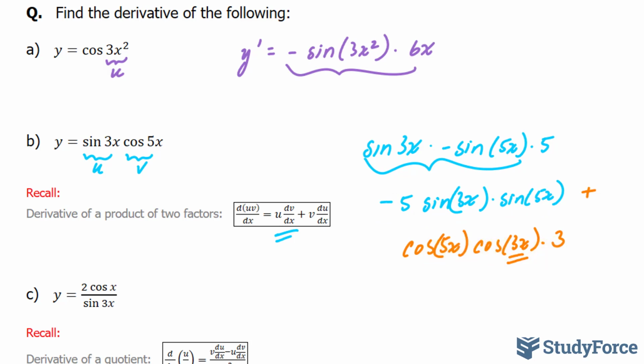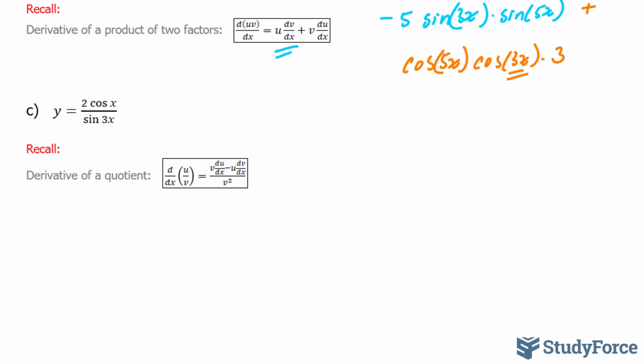In our last example, they want us to find the derivative of y is equal to 2 cosine x over sine 3x. This one will require us to know the quotient rule. And if you don't know the quotient rule, not every teacher teaches it. It's simply the product rule made easy, especially for quotients. The quotient rule tells us that we will square the bottom, and we'll do something very similar to the product rule, except instead of this plus, it's minus.